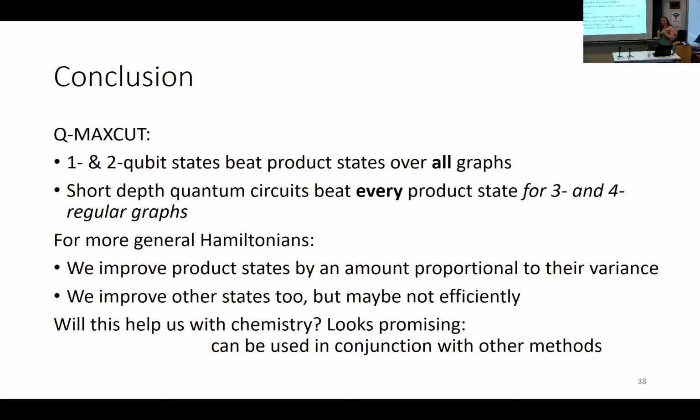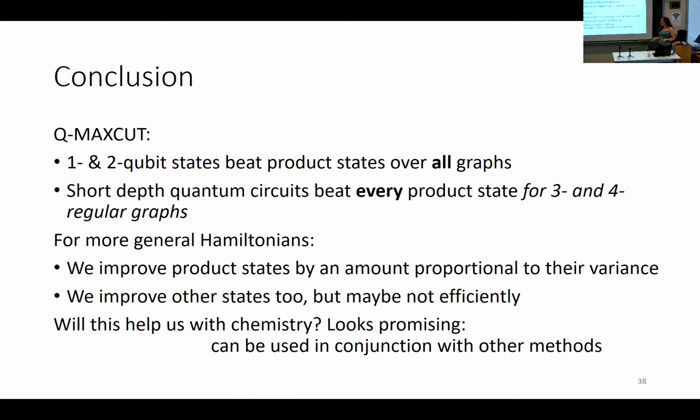Okay, so in conclusion, for quantum max cut, we showed that we can get beyond product states by just extending our notion of product states to 2-qubit entangled states. That gives us a way to beat product states over all graphs. We also showed a circuit that allowed us to beat every product state, but only for a restricted class of graphs. Again, I think that would work in general. It's just hard to prove. And when we talked about more general Hamiltonians, we can improve product states by an amount proportional to their variance. We can also improve other states, entangled states, but perhaps not efficiently.